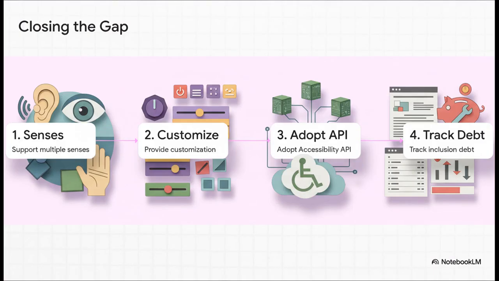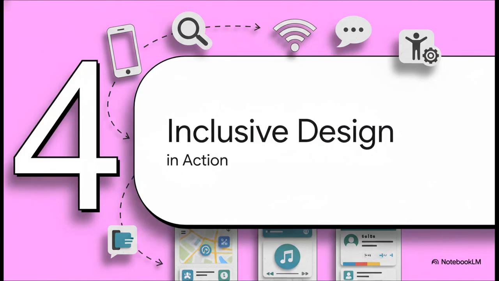These 4 things really give us a framework. We're going to talk about supporting multiple senses, providing customization, using the accessibility tools that already exist, and finally, this really cool concept called tracking inclusion debt. So, let's see them in action.